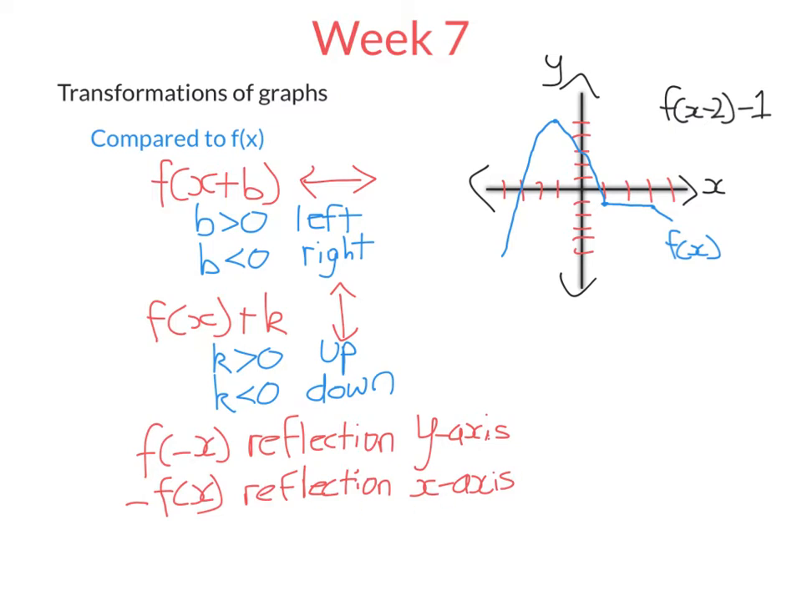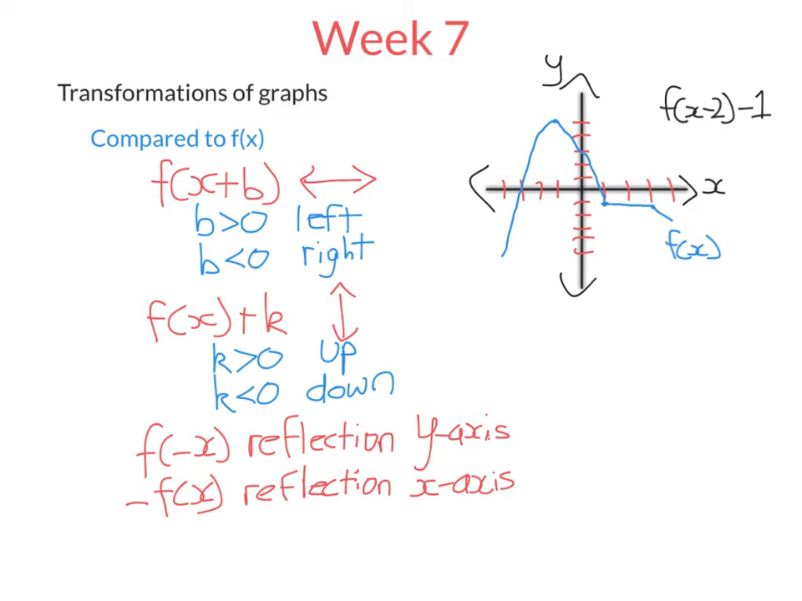So let's look at an example here. I've just got some random graph of f(x), and I'm going to draw the graph of f(x minus 2) minus 1. These two things here tell us what we do. We're going to shift each point of this graph 2 to the right, because if b is negative, we go right. We're shifting it 2 to the right, and 1 down because k is negative.